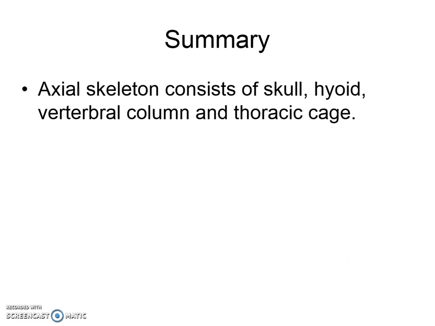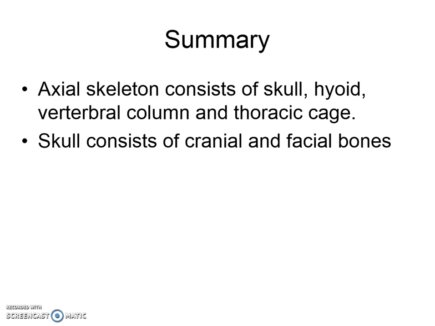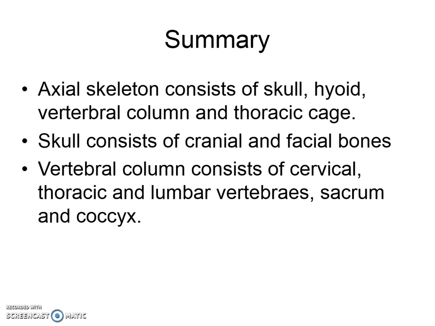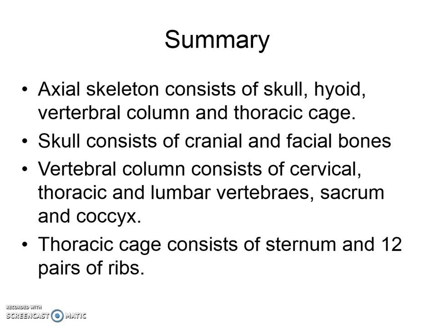So just to summarize, the axial skeleton consists of the skull, that single hyoid bone, vertebral column, and thoracic cage. The skull consists of cranial and facial bones. The vertebral column consists of cervical, thoracic, and lumbar vertebrae, plus the sacrum and coccyx. And your thoracic cage consists of the sternum and 12 pairs of ribs.